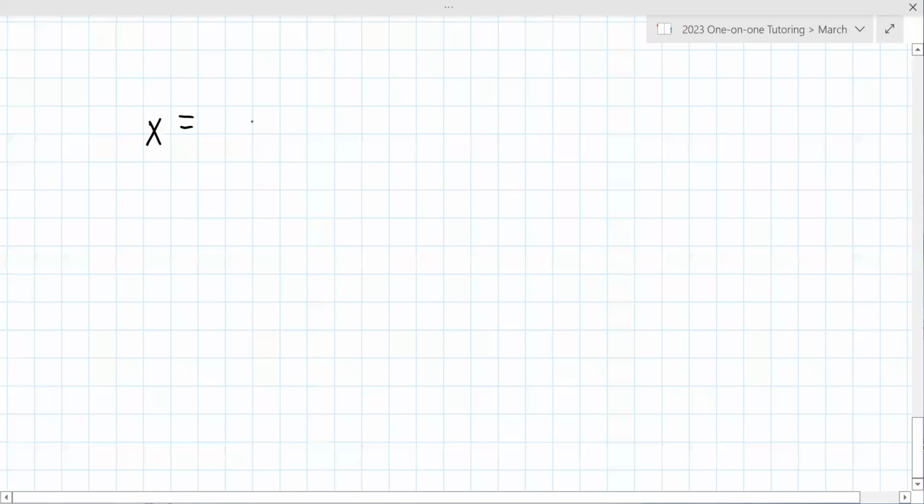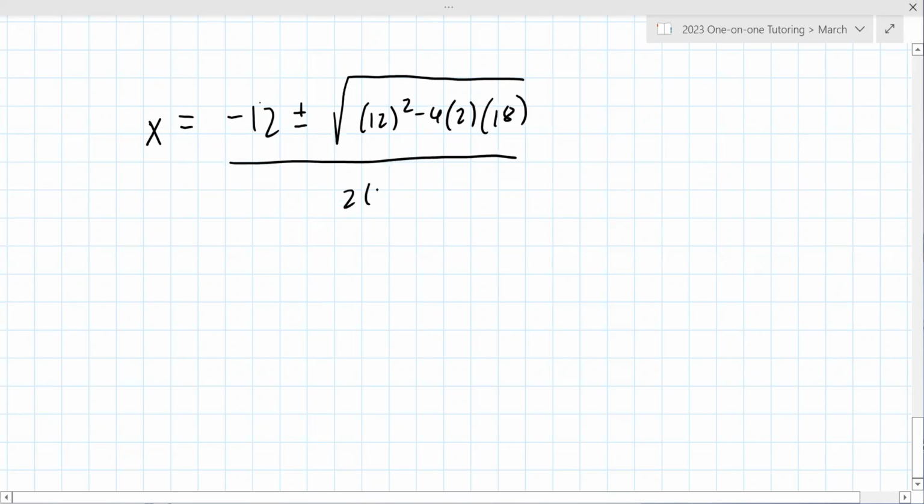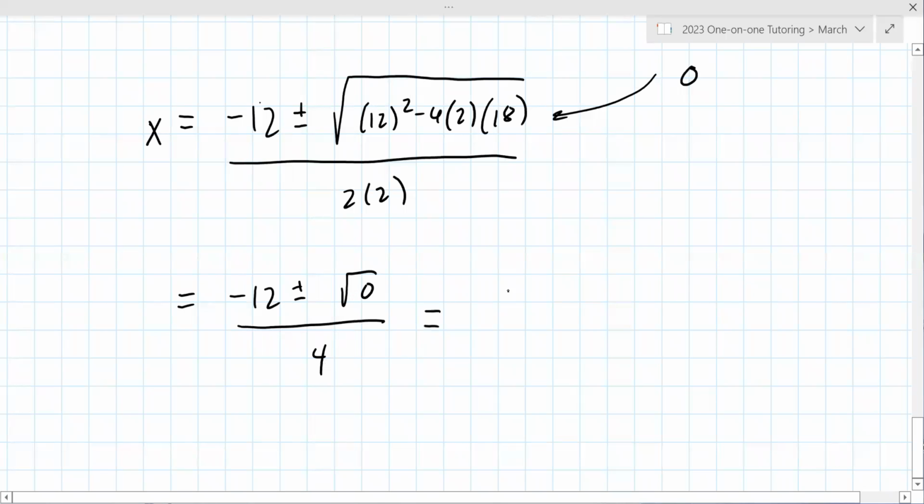So you've already done some of it for us. It becomes -12 plus or minus the square root of 12 squared minus 4 times 2 times 18, all over 2 times 2. But this part under here you said was 0, and I agree. It's -12 plus or minus the square root of 0 over 4. What is the square root of 0? 0. So this just becomes -12 over 4, which is -3.